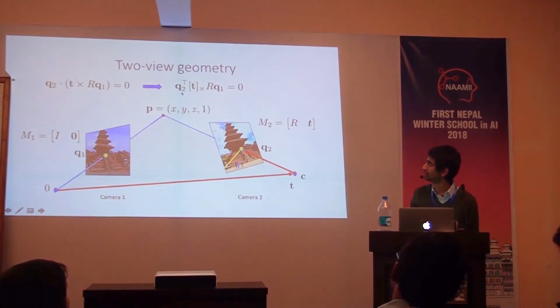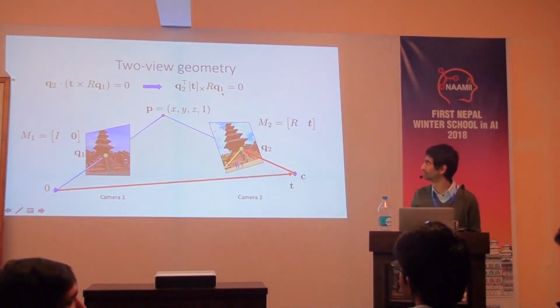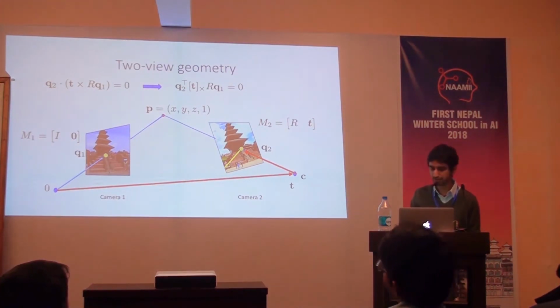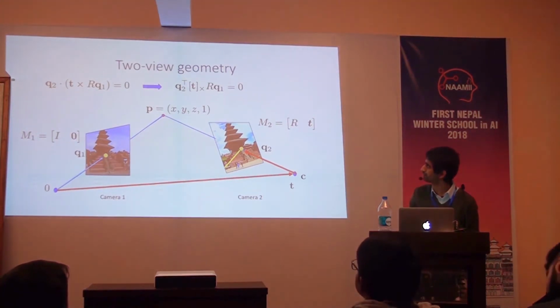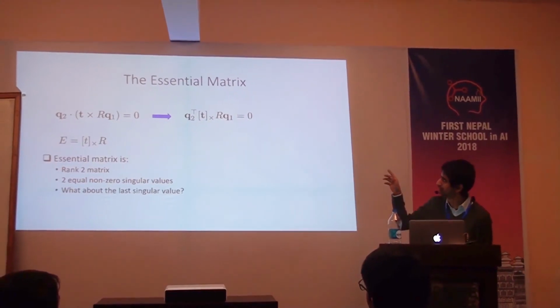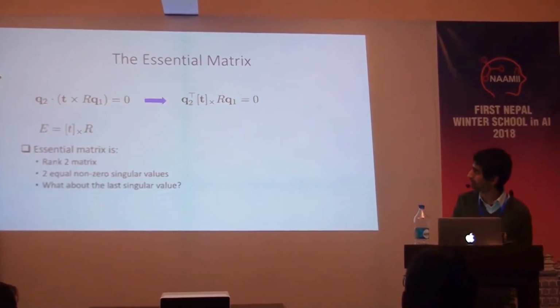So these are all matrix products now, which is actually the relationship we're looking for. The relationship is that Q2 dot (T cross R Q1) equal to 0 means Q2 transpose Tx R Q1 equal to 0.